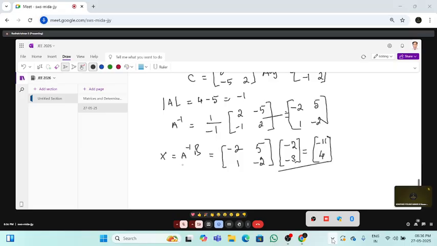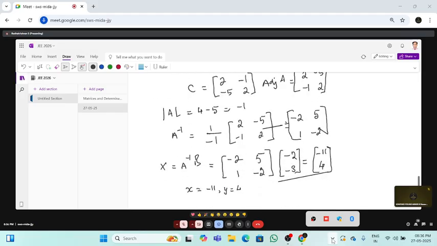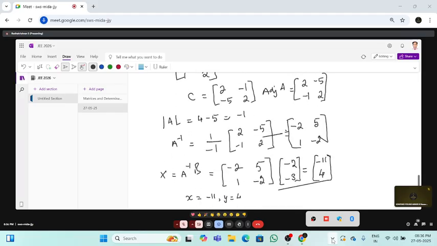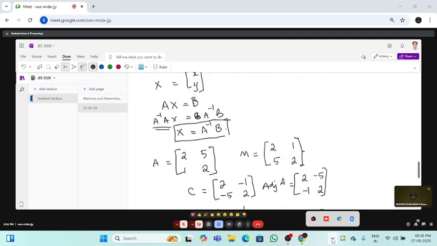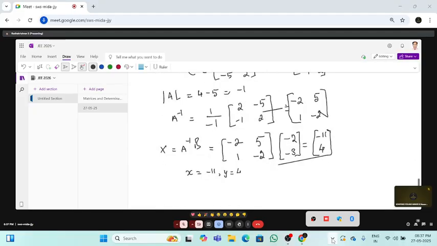So you get, this is your xy matrix. So x equal to -11, y equal to 4. Okay, you can substitute and see. 2x plus 5y equal to -2. So 2 into -11, -22, plus 5 into 4, 20. So that gives you -22 plus 20, which is -2, which is correct.